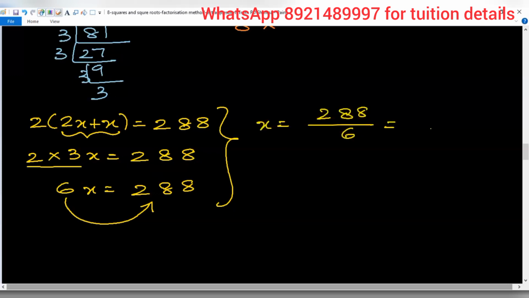Both are even numbers. We can divide them by 2. So what we get is 144 by 3. Now divide 144 by 3. In 14, we have 4 times 3, 12. 2 is left, 24. 8 times 3 is 24. So actually x is 48 meters. Okay. We got the value of x.